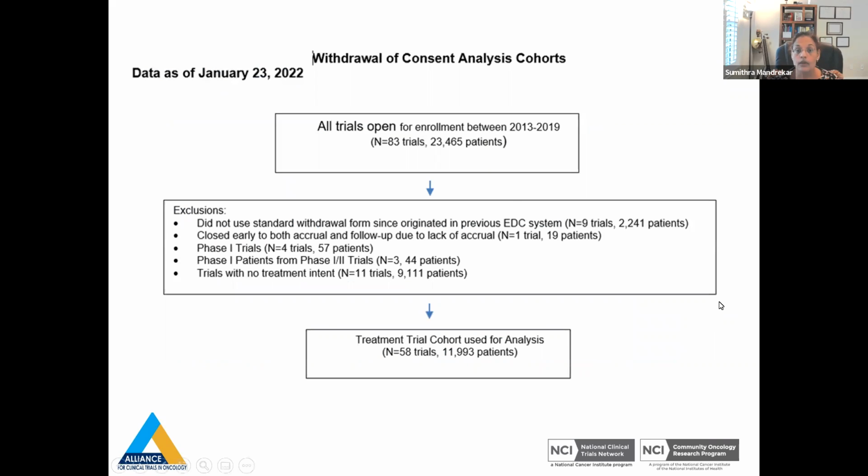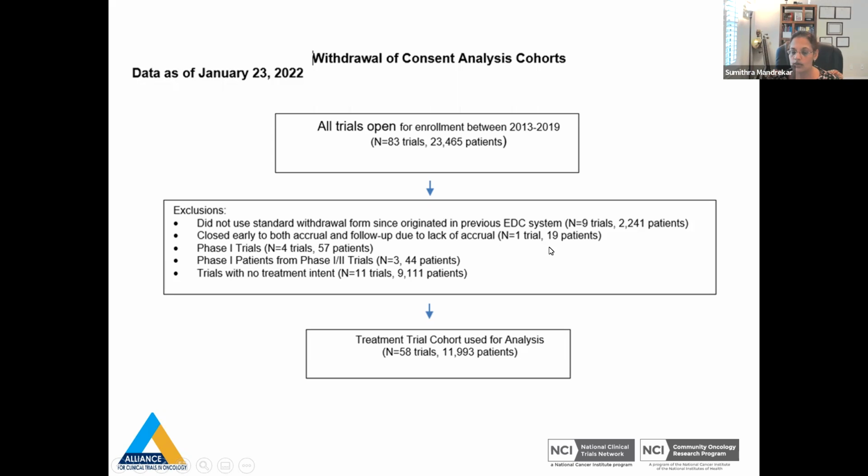So again, we started with a lot more trials and patients, but many of these, almost like 9 of our trials, didn't use the same form. So as you can see, like I was talking about informatics, right? Things change. We don't collect data the same way. So when we try to look across this large period and so many trials, we don't have data collected the same way. So it's hard for us to interpret what withdrawal of consent actually means. So we only included the trials that all use the same form and the same electronic data capture system.